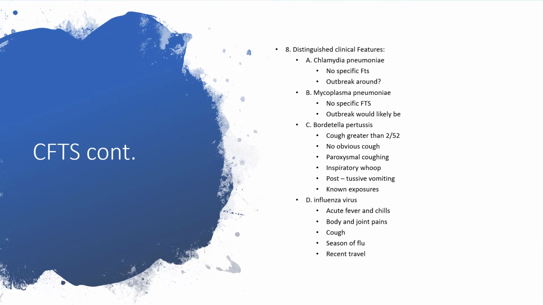So you have to trace the source. You have to trace the contact person through which they've acquired Bordetella pertussis, because we don't have it very common around now because of vaccination. Influenza virus during flu season, right? Or recent travel to a region with flu, there will be associated cough, body and joint pains, acute fever and chills, and then you know you are dealing with influenza virus. But remember, the flu can then give secondary bacterial infection, most of the time with Staphylococcus aureus.